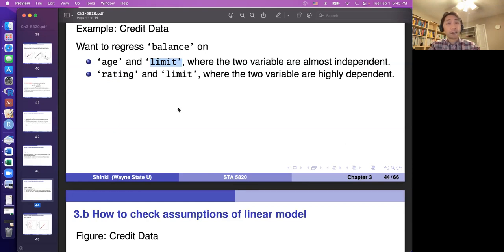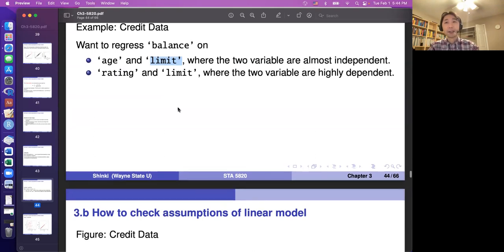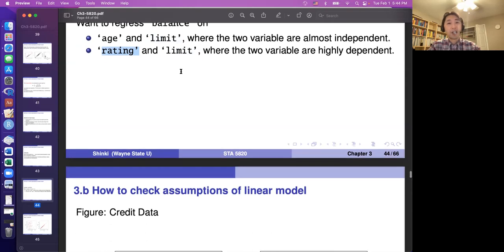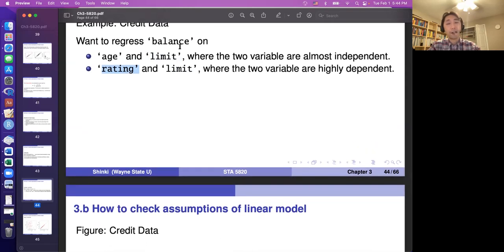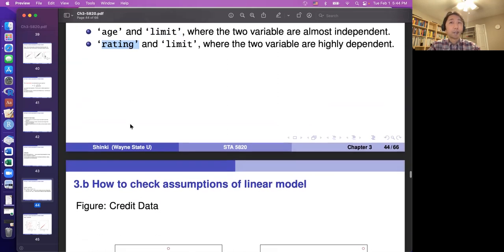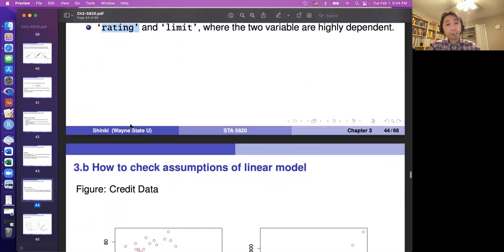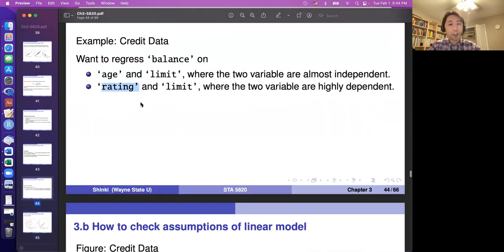Suppose your credit limit is $1 million, then you buy, say, a Range Rover that costs like $100,000, so balance is higher. So if limit is higher, probably balance is higher. If the credit rating is higher, it's not clear whether balance is higher or not. Generally, balance is lower when rating is higher, but a higher rating also means they use credit cards a lot. So it's not clear what the relationship is.